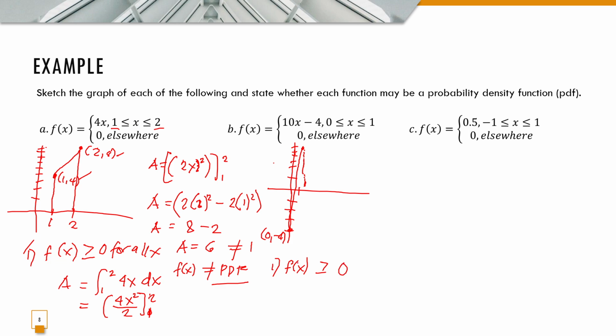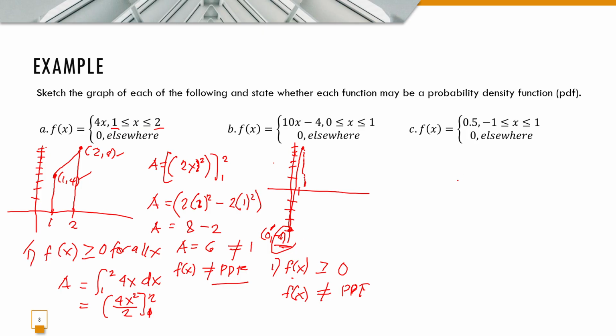Since when we substitute the value 0 here, this becomes negative 4, the first property, that f of x is positive or 0 for all x, does not hold, as part of the graph is below the x-axis. Therefore, this f of x does not represent a PDF, because when you substitute the value 0, that is equal to negative 4.